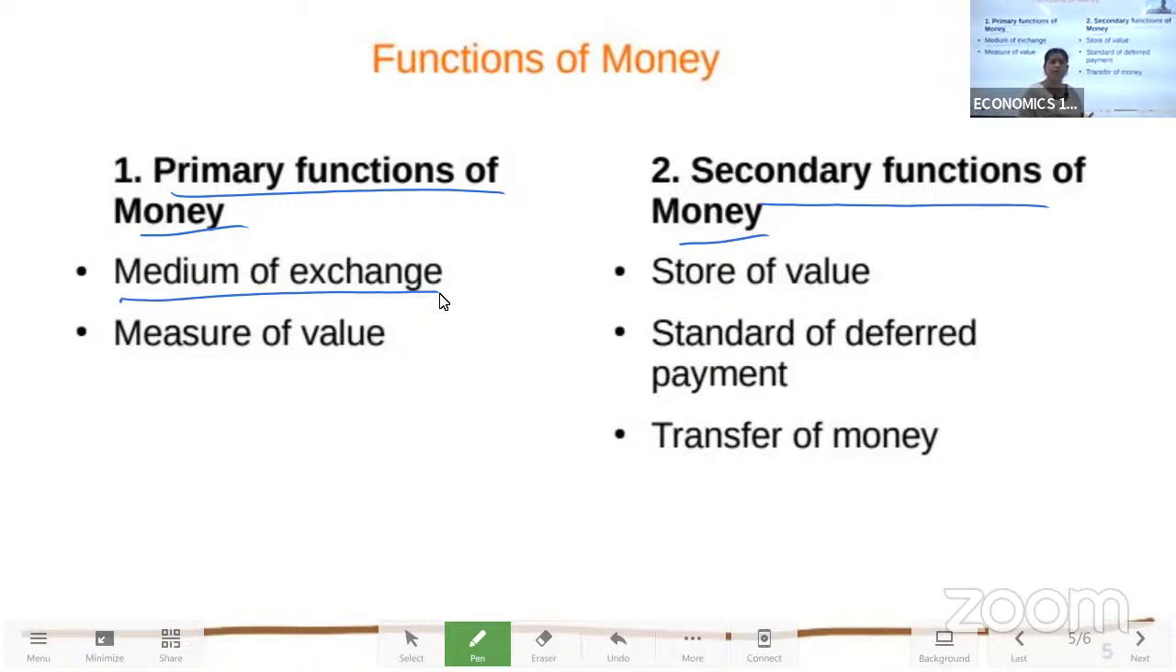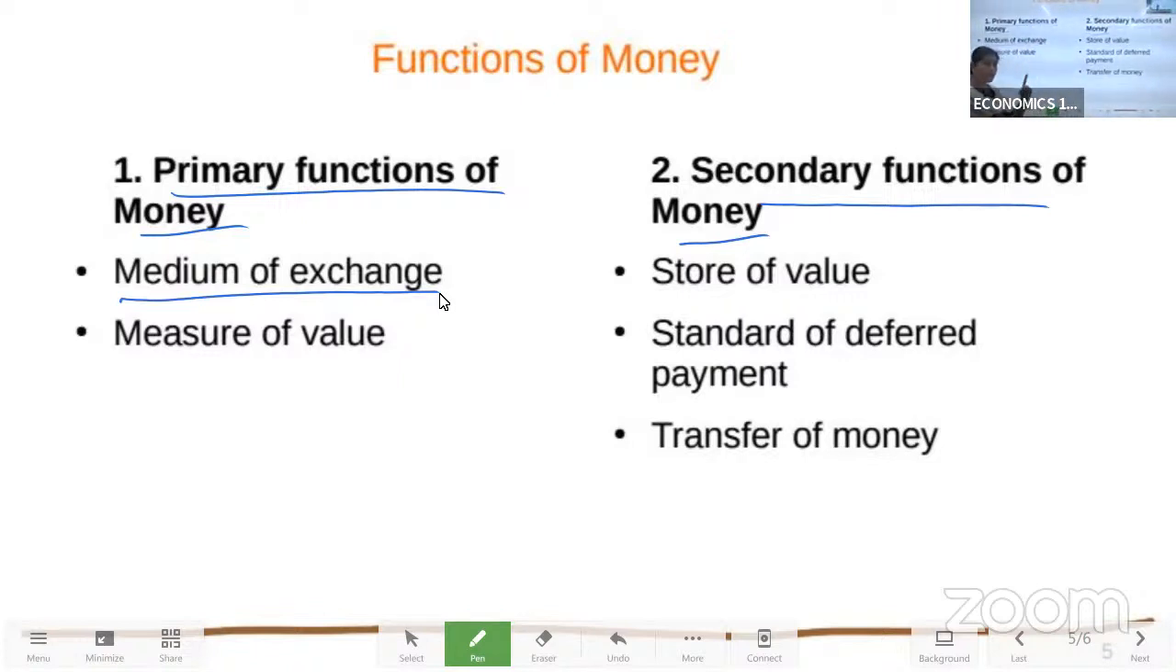So it means that anything which you are exchanging with money, the money is acting as a medium of exchange. Whatever you need, you pay money and you take it. So it is acting as a medium of exchange. That comes under the primary functions of money.